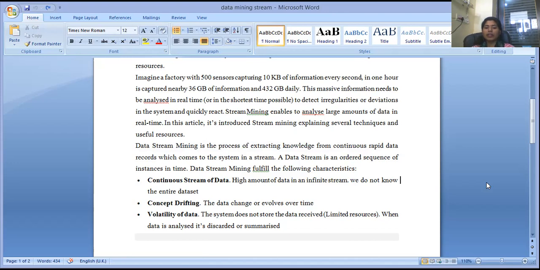Concept drifting: the data changes or evolves over time. Now, volatility of data: the system doesn't store the data received. Limited resources: when data is analyzed, it is discarded or summarized. Clear?